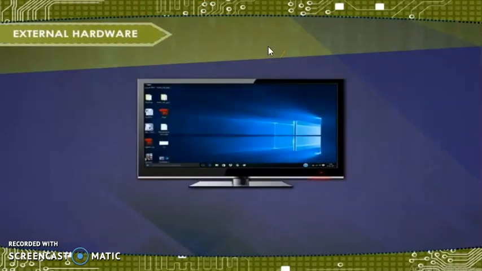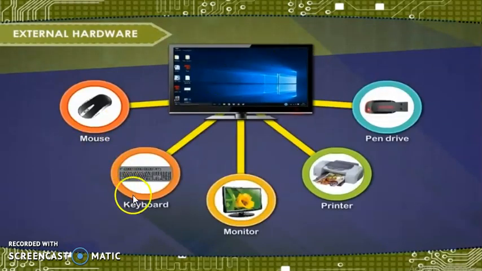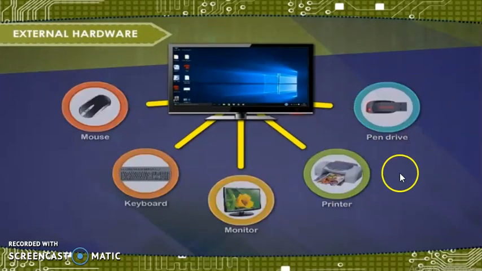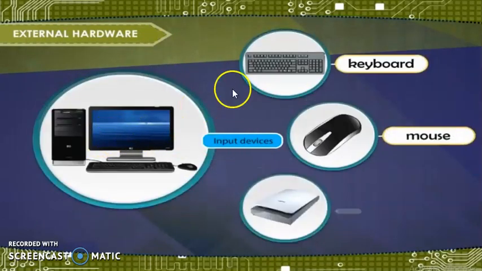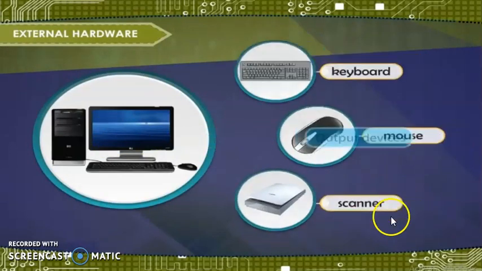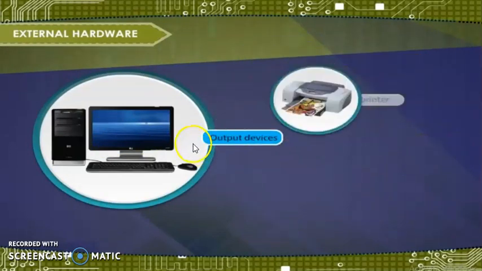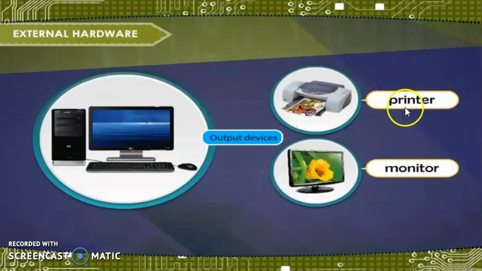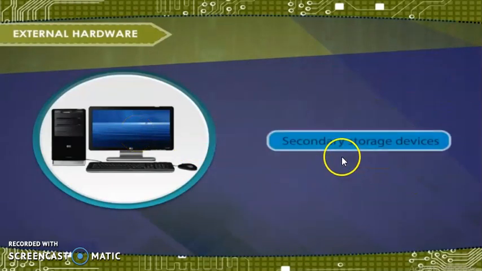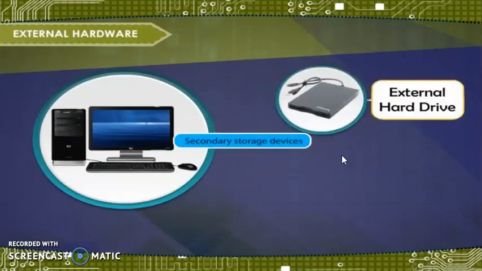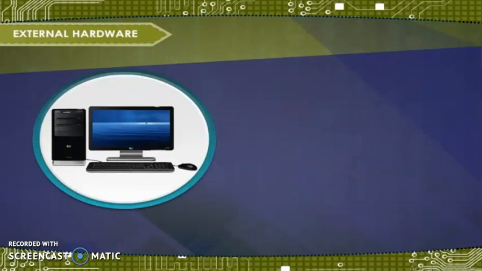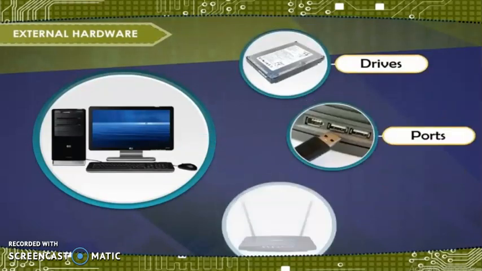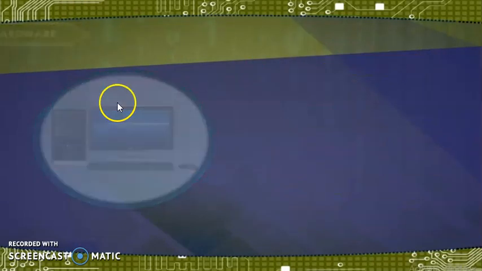Yes. Now let's move on to the external hardware, that is a mouse, keyboard, monitor, printer, and the pen drive. You must have even called it a USB drive. Input devices are the keyboard, the mouse, the scanner. Do you remember what the output devices are? The display, that is the monitor, and the printer are the output devices. Now moving on to the secondary storage devices, which are nothing other than the external hard drive and the pen drive, or as we know it, a USB drive. Drives, ports, and modems are all external hardware.